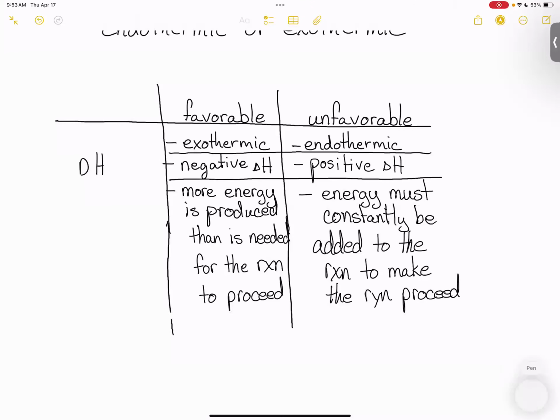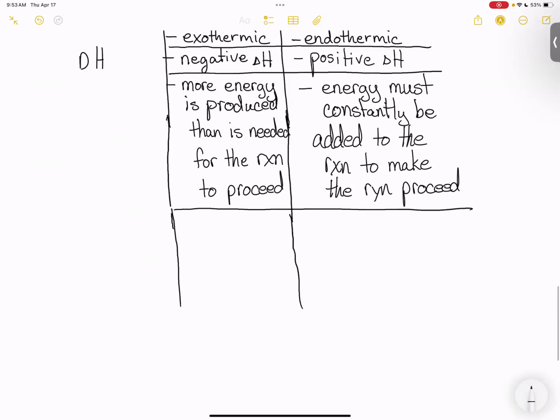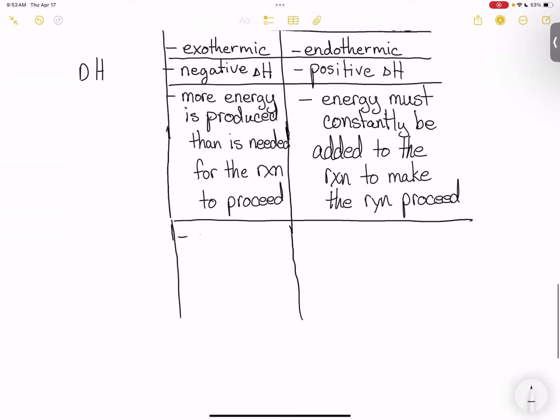Therefore, an exothermic process means that heat is a product, whereas an endothermic process means that heat is a reactant.